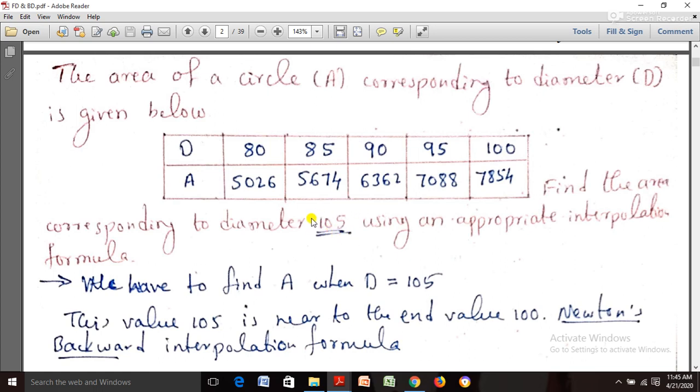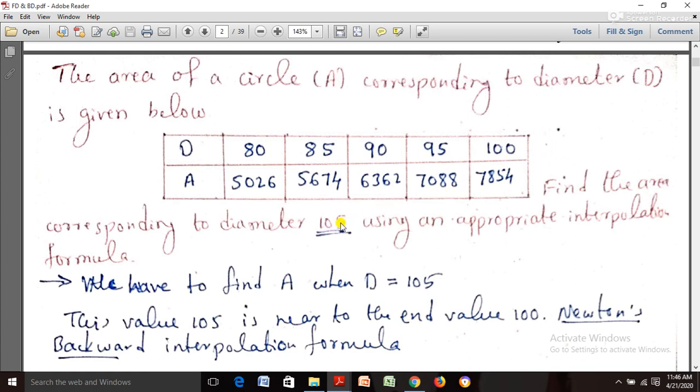The 105 is the x value. Is it in the first half of the table or the last half? For example, 80, 85, 95, 100. This value 105 is near the last half, meaning it is near the xn value, 100, and the next value is 105. So in this question we have to apply Newton's backward interpolation formula, because 105 is near the last value, the xn value.